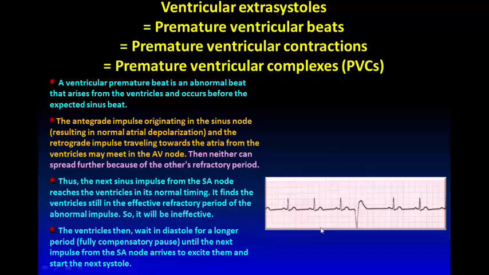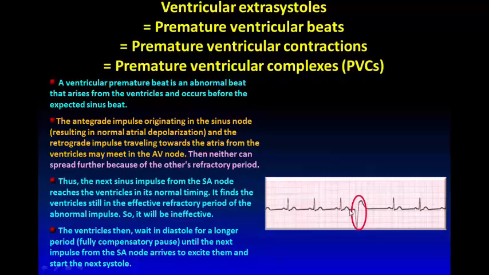This is how a ventricular premature complex appears in the ECG. So this is a normal complex. This is another normal complex. This is a third normal complex. Here we have the T wave.